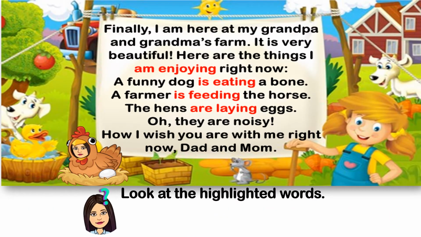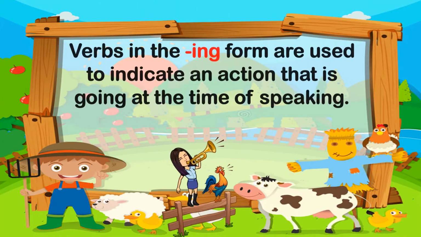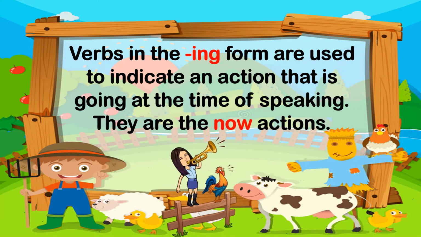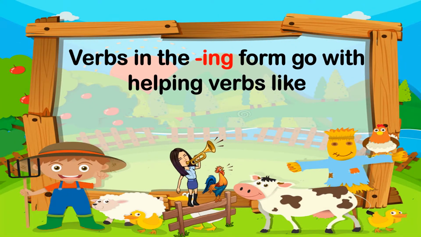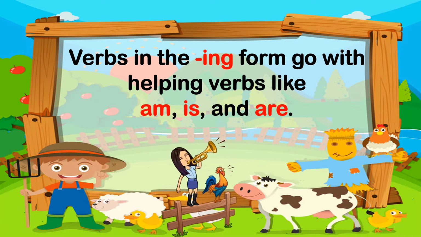Look at the highlighted words. How are they formed? When did the action happen? Verbs in the ing form are used to indicate an action that is going on at the time of speaking. They are the now actions. Verbs in the ing form go with helping verbs like am, is, and are.